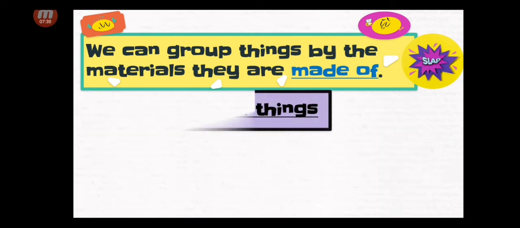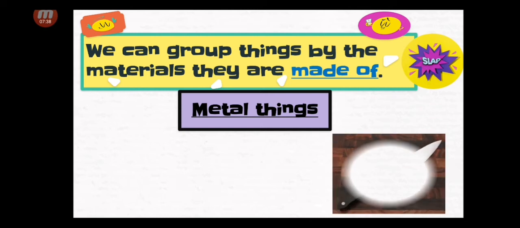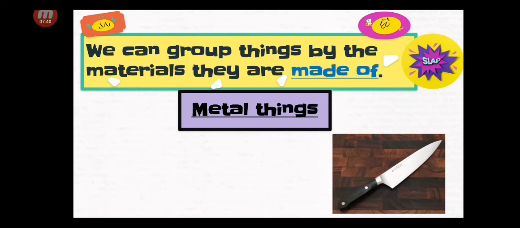Okay, next, let's proceed to metal things. Can you give some examples of a thing that is made of metal? Do you know what that is? It's a knife. We use a knife to cut something, right? Like food, like vegetables, like wood, or like paper. Yes, we can use a knife.